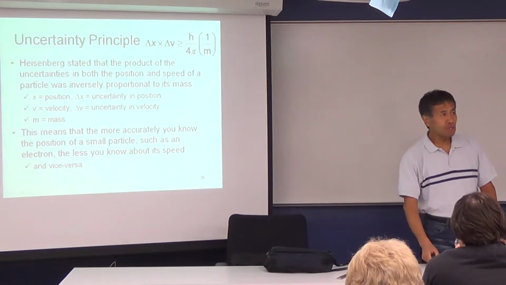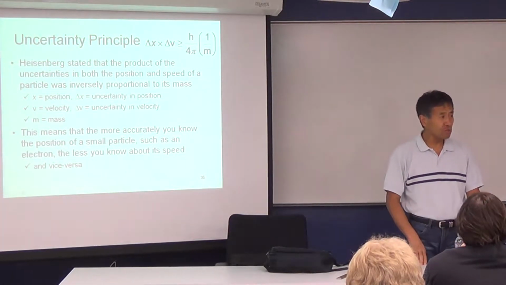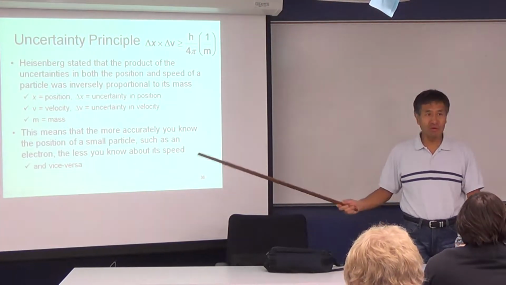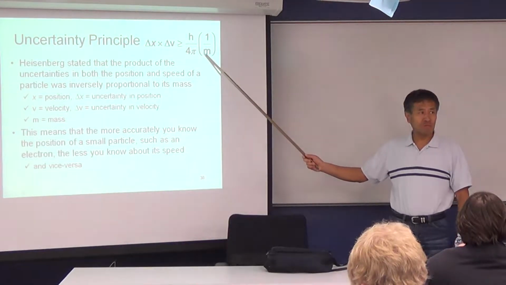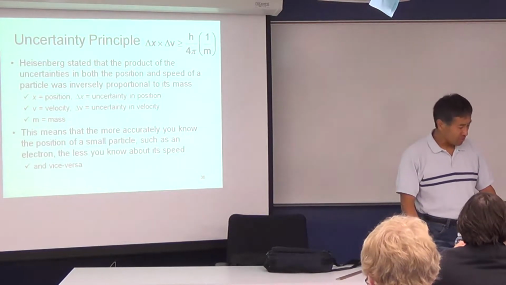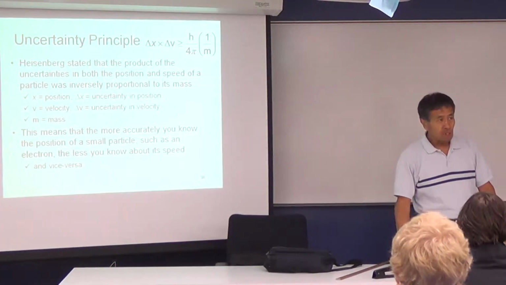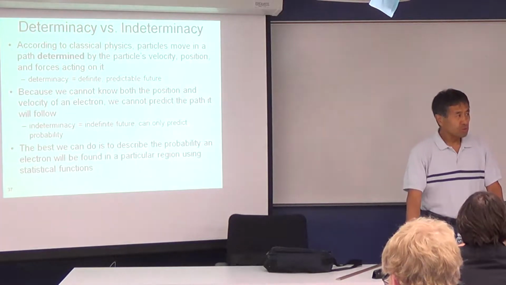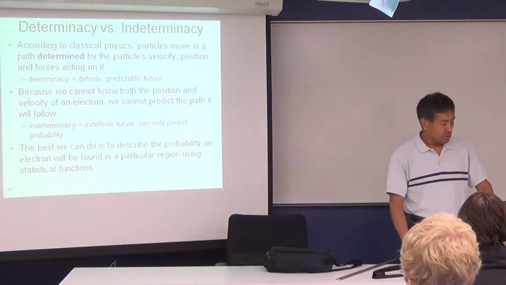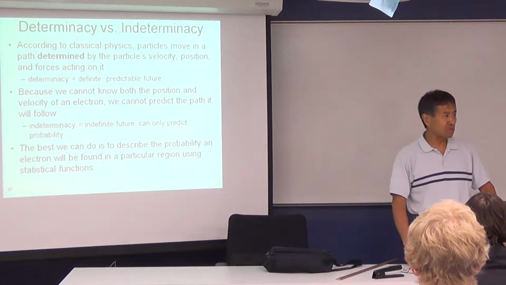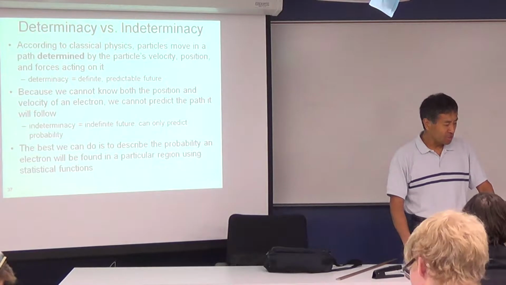But this is not true if you use the mass of electrons. The mass here is a very small number, and h is a very small number, so you get some very reasonable number for the uncertainty. So how can we really describe the electron? We know you cannot determine, for example, the speed and the position precisely. This is the so-called indeterminacy.